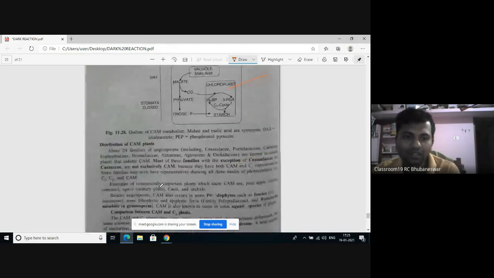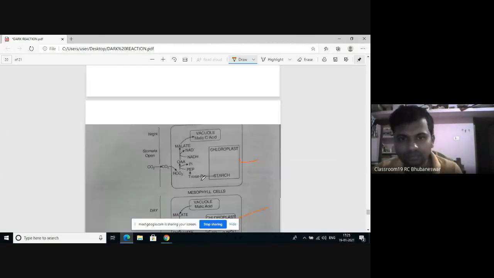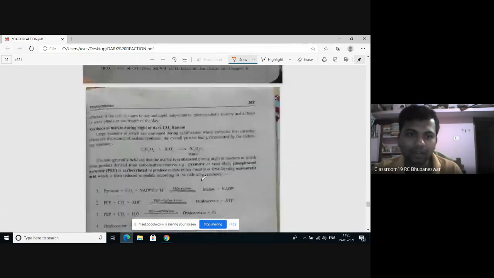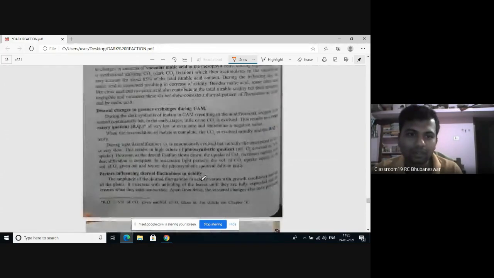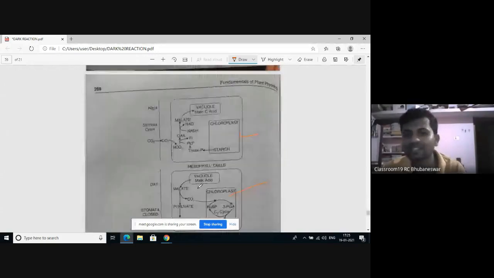This is known as the CAM plant or the CAM cycle, Crassulacean Acid Metabolism. So here malic acid and oxaloacetic acid are known as the Crassulacean acid.